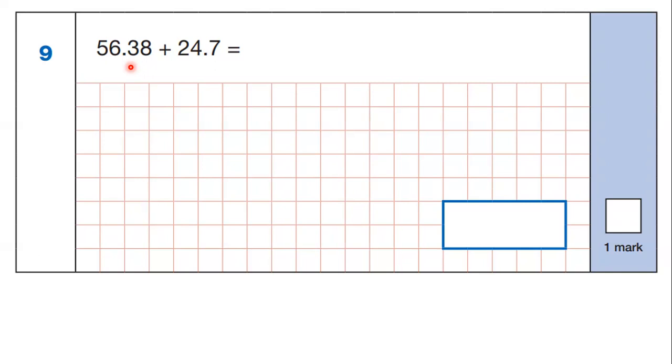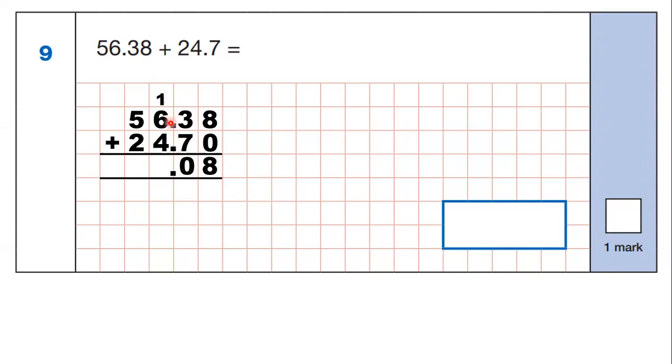Question 9, 56.38 plus 24.7. If we write this out as a column addition, we need to remember to keep our decimal points lined up so that our digits are in the right place value columns. We can write 0 in empty spaces, and we need to remember to put the decimal point in our answer as well. Now we can just add as normal, so 8 plus 0 is 8, 3 plus 7 is 10, so 1, 0. 1 plus 6 plus 4 is 11, so 1, 1, and 1 plus 5 plus 2 is 8, so our answer is 81.08.